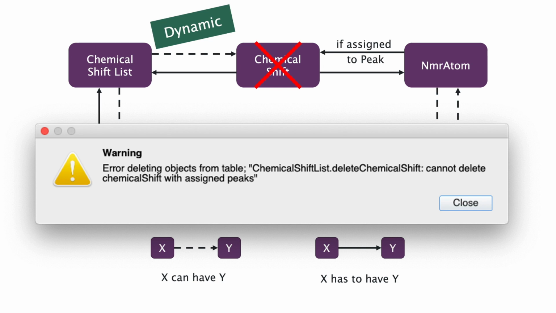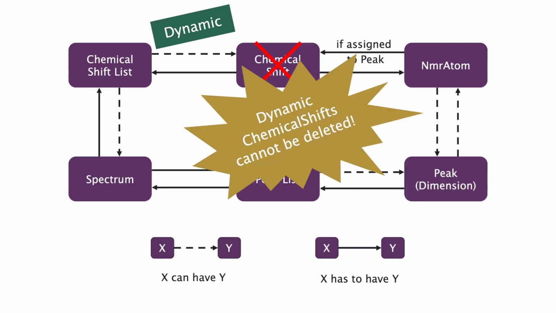If I wanted to delete any chemical shifts, then I would find that I cannot do that. The program won't let me. Because if an NMR atom is assigned to a peak, then there has to be an associated chemical shift. Dynamic chemical shifts which are not orphaned cannot be deleted.